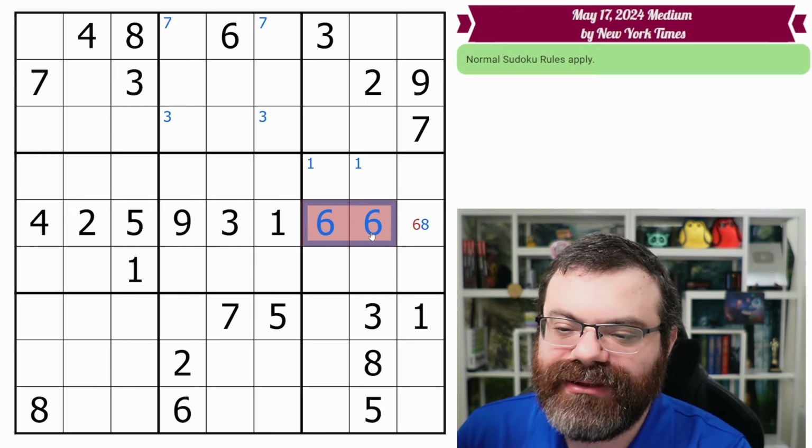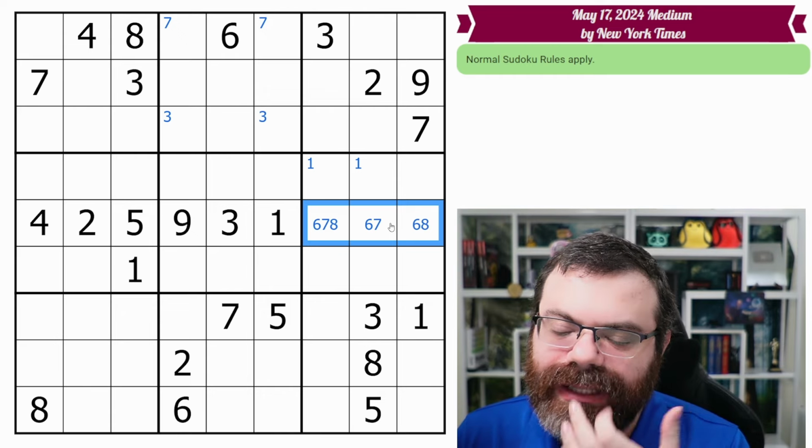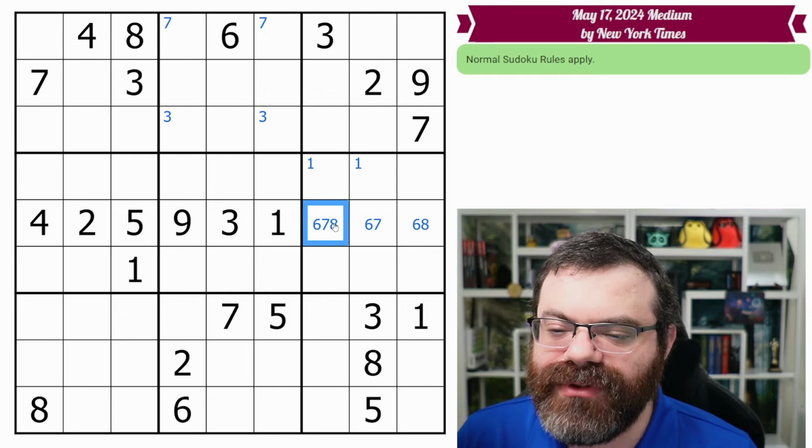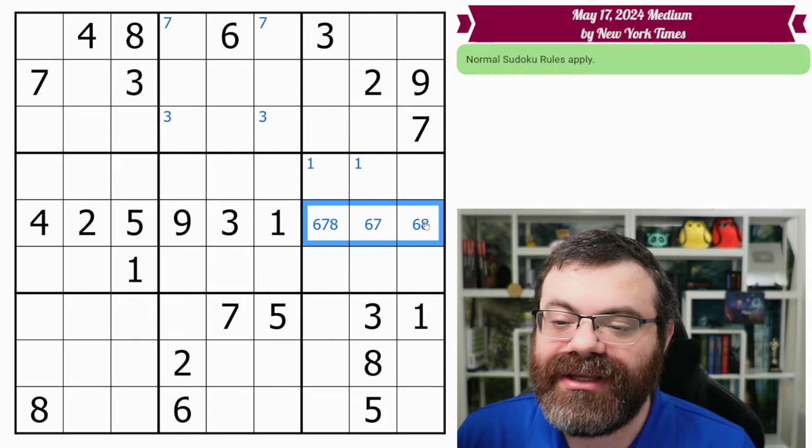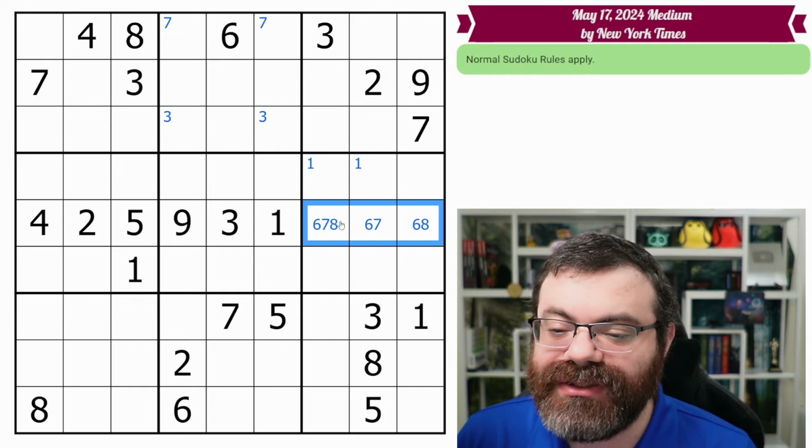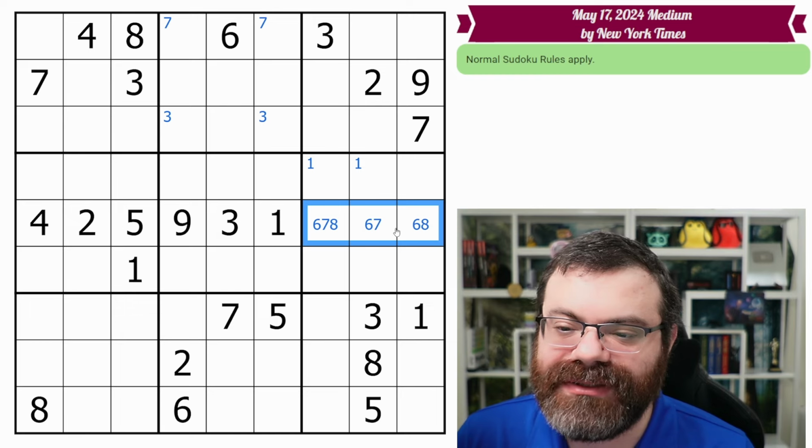I can't put two sixes here, right? Because they share a row, they share a box. And so they're going to end up with three different digits in them, which means they're going to use the 6, 7, and 8 because there's nothing else they can use. So the 6, 7, and 8 will end up in these three cells somewhere.